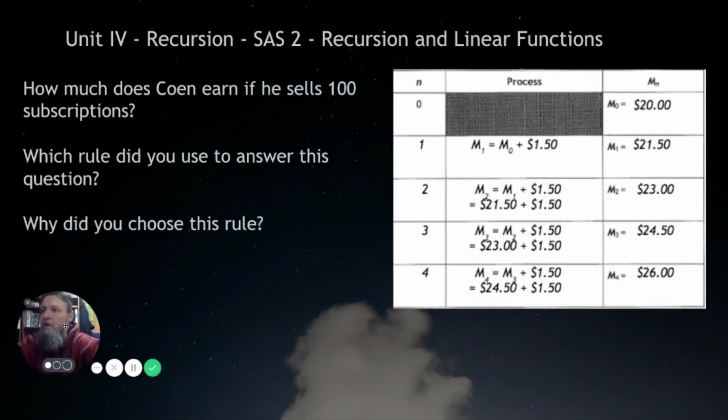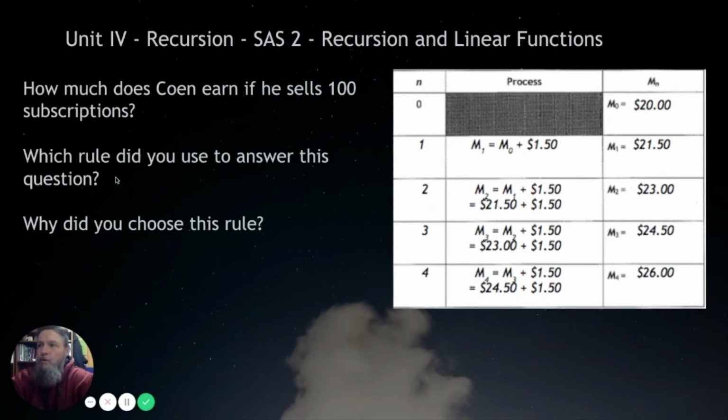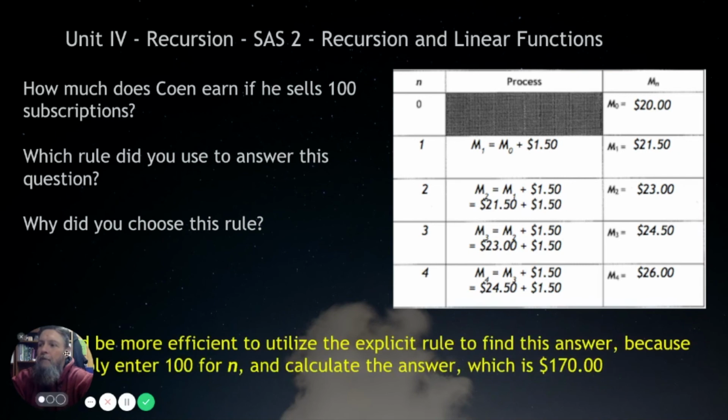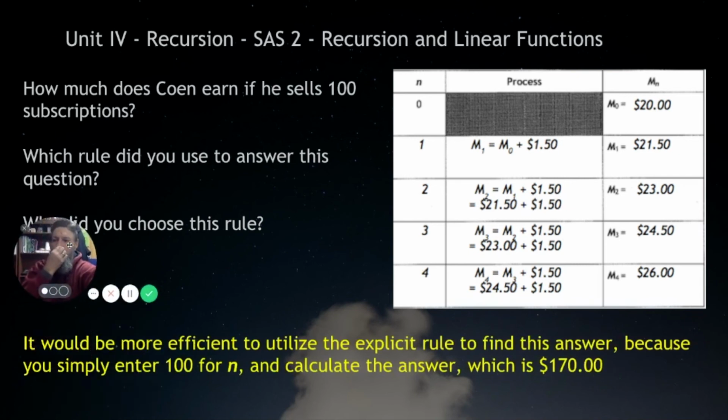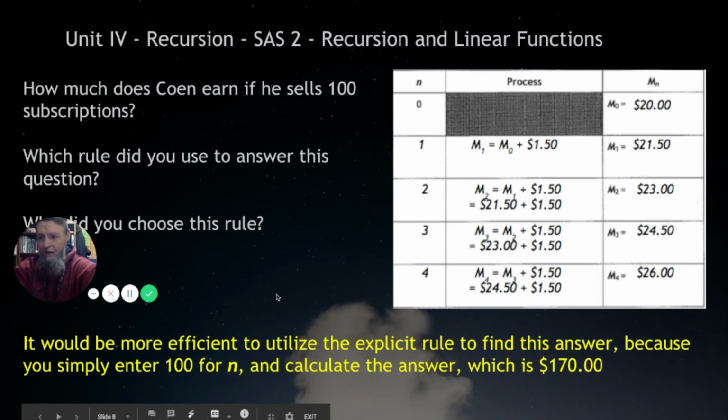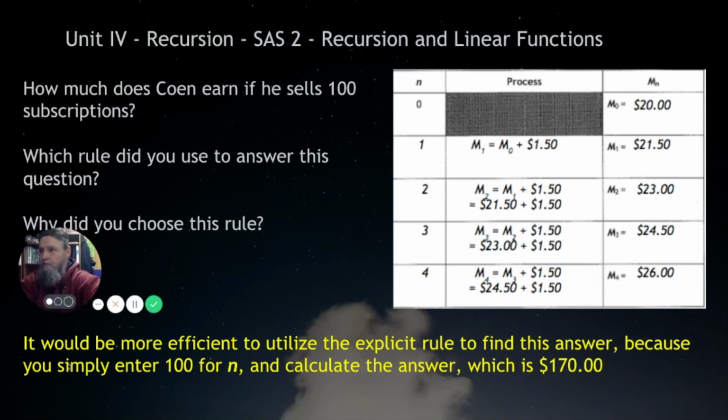How much does Cohen earn if he sells 100 subscriptions? And which rule would you use to answer this question? And why would you use this rule? Now, this is pretty simple. It would be much more efficient to utilize the explicit rule to find this answer because you simply enter 100 for n to calculate the answer. So you're going to take 100, multiply that by D, which is $1.50. So you make 150 plus the initial $20, which would give us $170. All right.